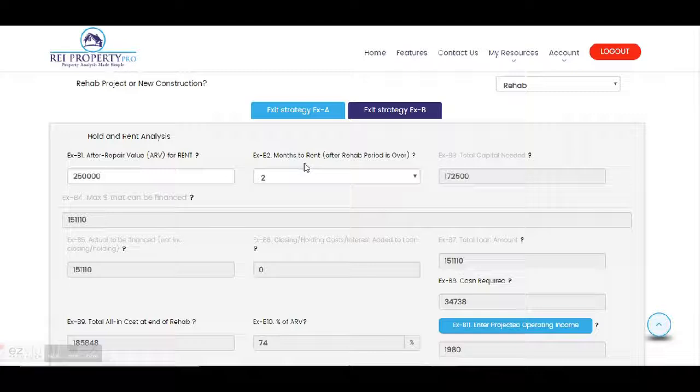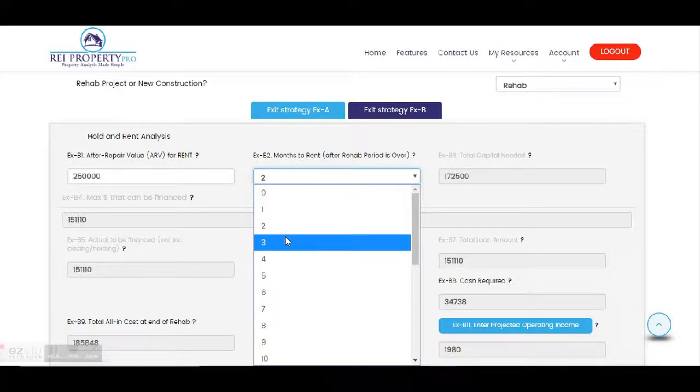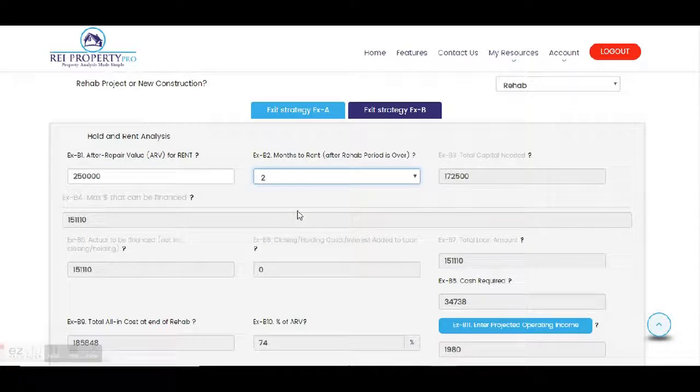And now we have to include the number of months to rent the property after the rehab is completed. In the previous sections regarding rehab, we've already estimated how long it would take to complete the rehab. So now we're just going to estimate the time to rent the property. If you're not rehabbing this property and it's already occupied with a tenant, then you would select 0. Otherwise, I would usually put 1 or 2 months. So we're going to choose 2.